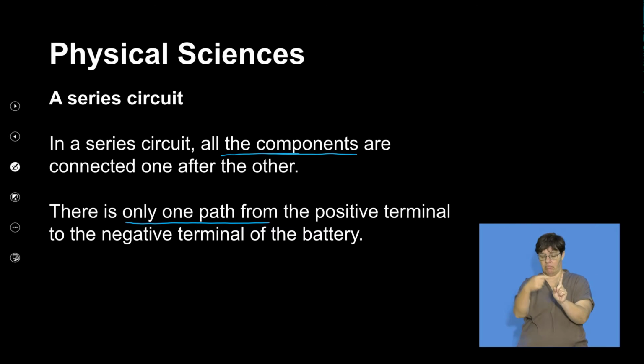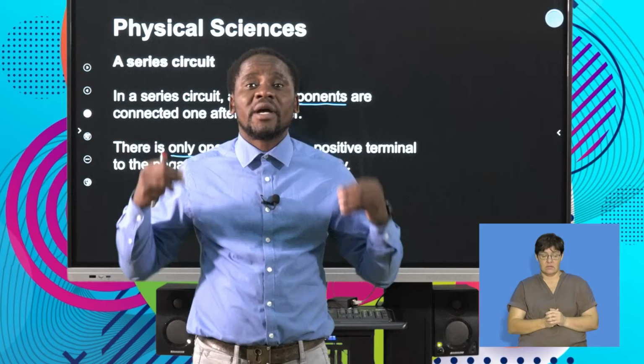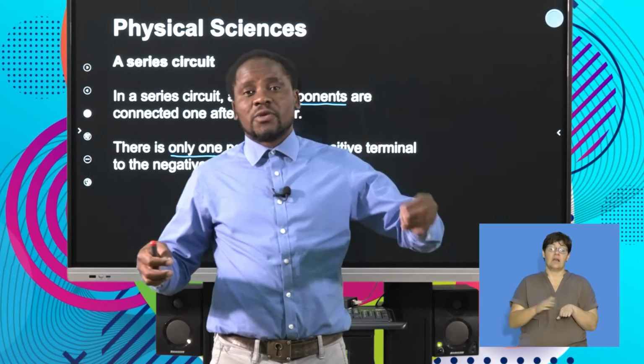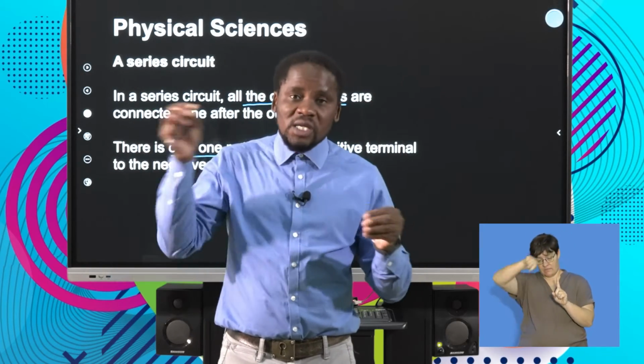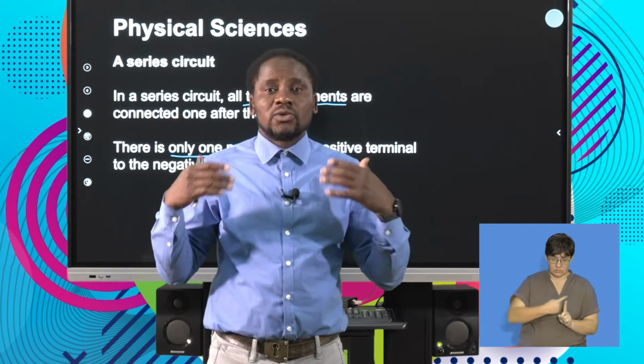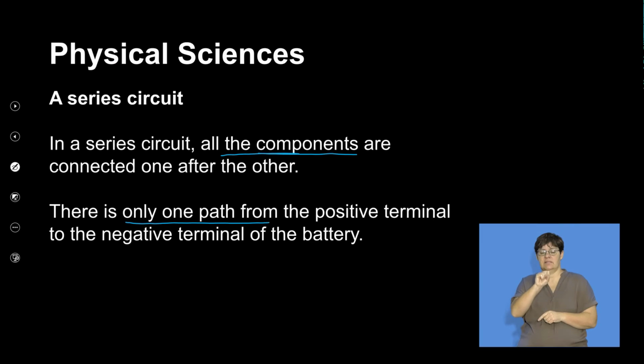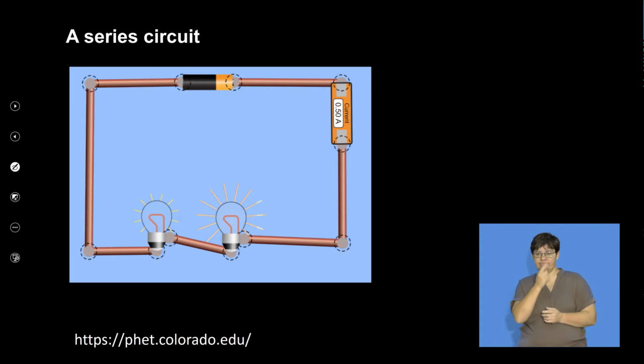Now, this brings us to something that is also very important. Remember, by convention, current moves from the positive to the negative terminal. So if there is only one path for current to flow, then we have a series circuit. Right, so this is how we identify a series circuit.